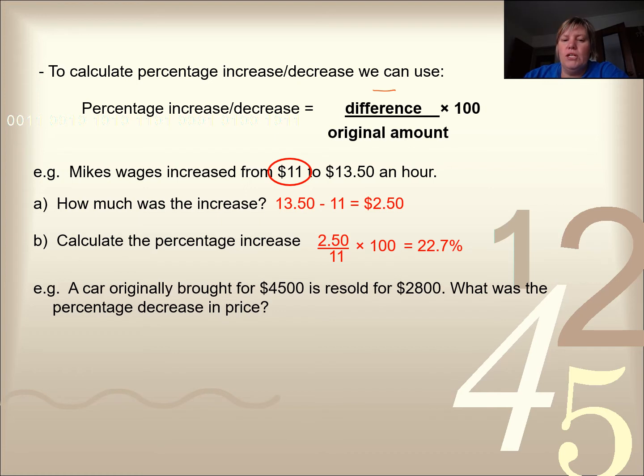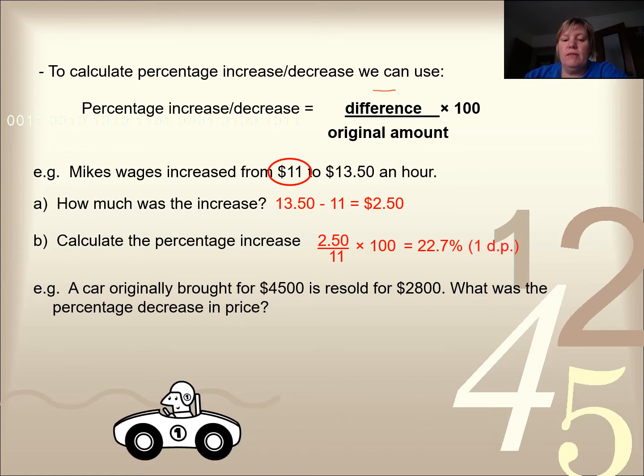Okay, question number 2. A car was originally bought for $4,500, was resold for $2,800. What was the percentage decrease? Okay, so what are we going to do first? That's right, we're going to find the difference. Okay, so the difference is 4,500 minus 2,800.